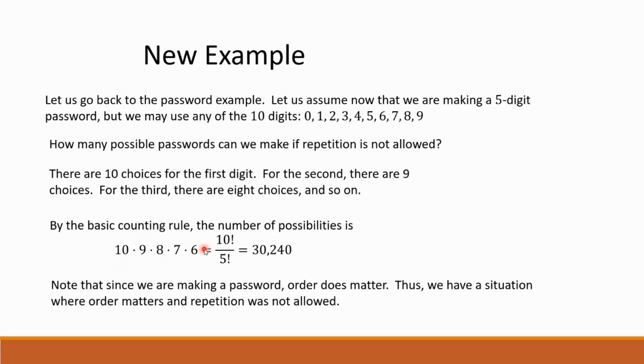Not only that, we can write this in terms of factorials as so. That's how many passwords there are. Here we have a situation where order matters and repetition is not allowed. What we're actually doing is making permutations. Each password is a possible permutation of these digits. A permutation is an ordered list with no repetition.